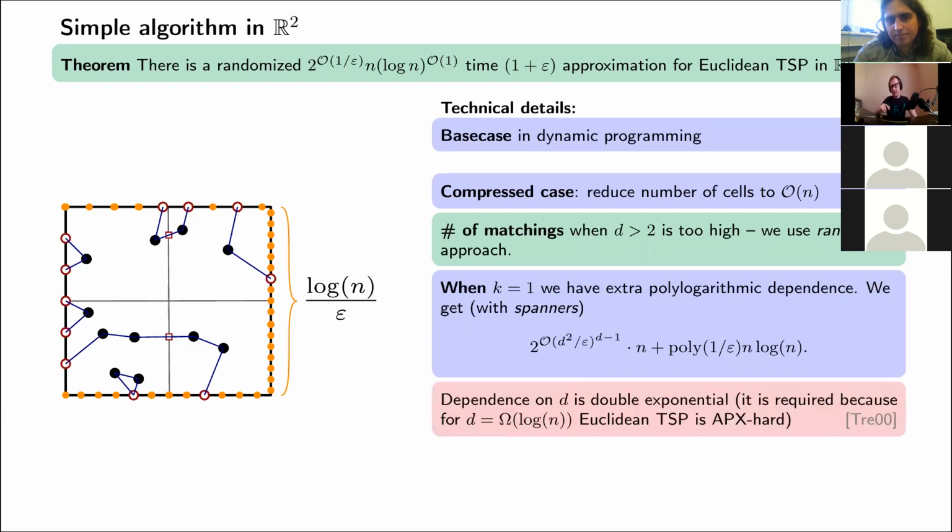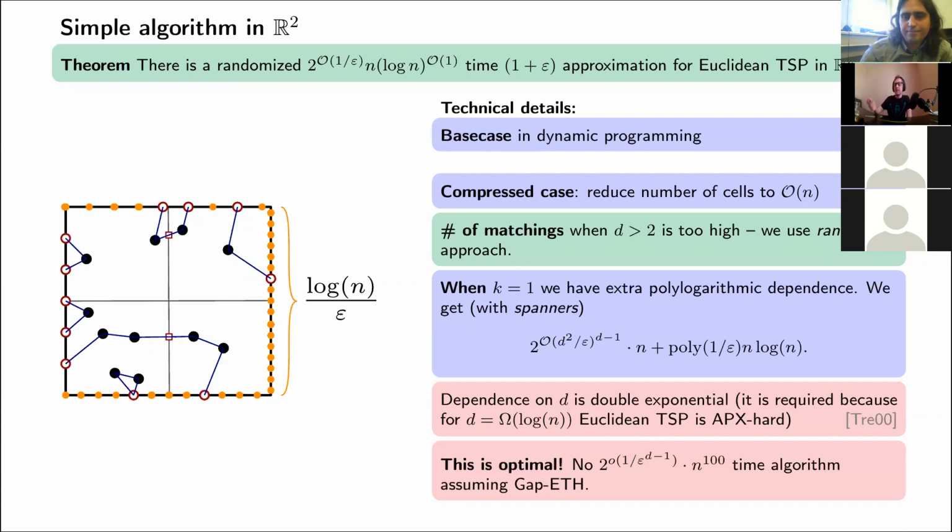Unfortunately, this dependence on dimension is double exponential, but it's actually needed. Trevisan showed that even in dimension d that is larger than log n, it appears hard. So double exponential in d is really required. Maybe you can get rid of this d here, but getting rid of this, yeah.